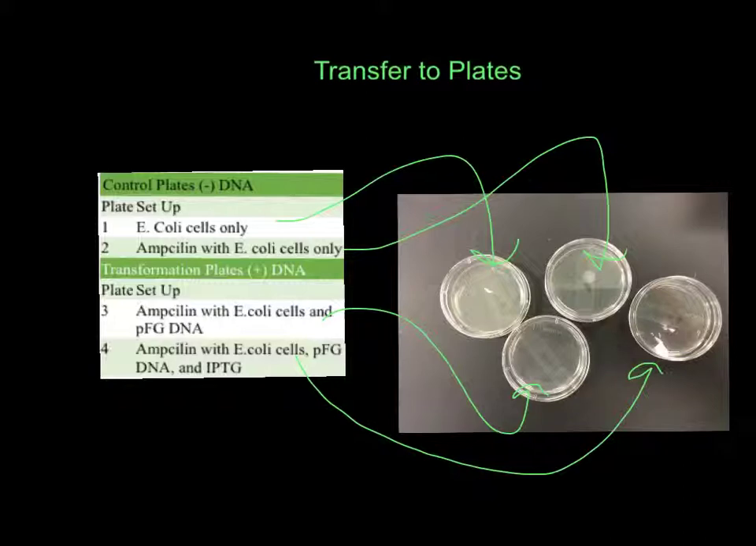Plates 1 and 2 represented our control plates that did not receive the pGFP DNA. Plate 1 contained E. coli cells only. Plate 2 contained ampicillin with E. coli cells only. Plates 3 and 4 represented the transformation plates that did receive the pGFP DNA. Plate 3 contained ampicillin with E. coli cells and pGFP DNA. Plate 4 contained ampicillin with E. coli cells, pGFP DNA, and IPTG.